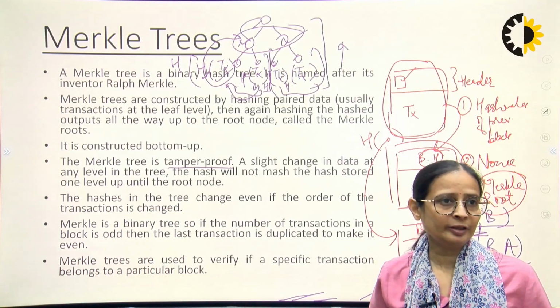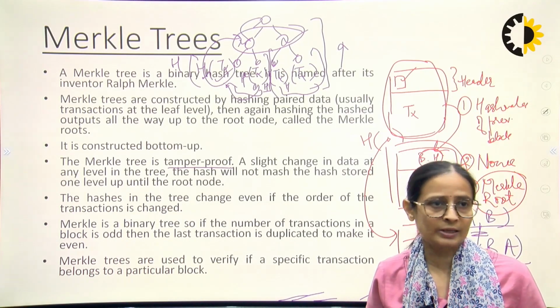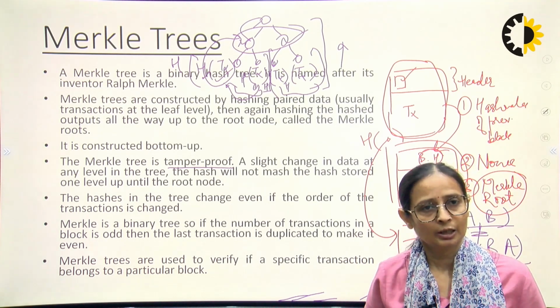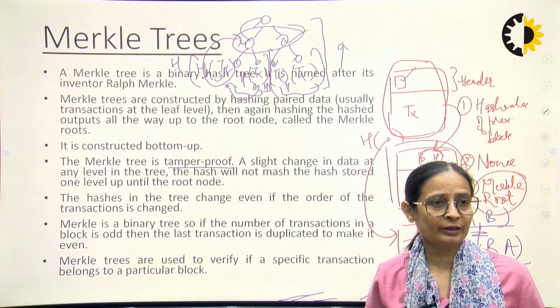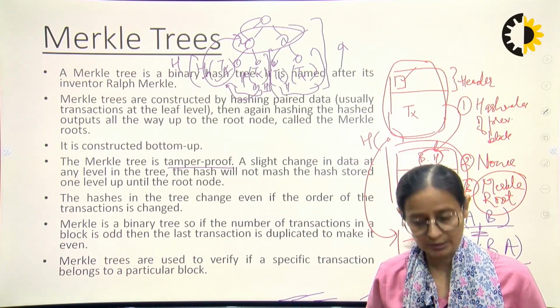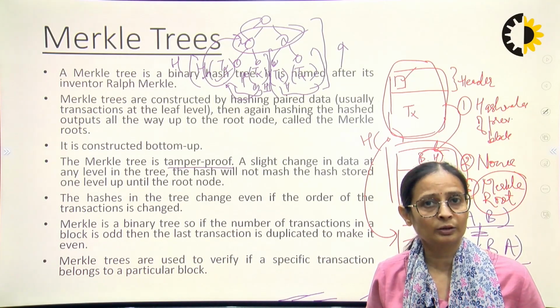Merkle is a binary tree. So if the number of transactions in a block is odd, the last transaction is duplicated to make it even. Merkle trees are used to verify whether a specific transaction belongs to that particular block or not.